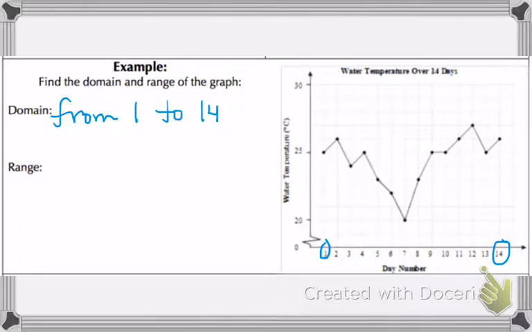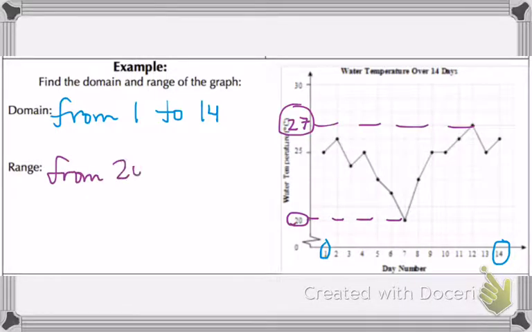For the range, the lowest value is right here. You can see it right here. And the highest value is right here. This looks like it's going by ones, so this would be 27. So from 20 to 27.